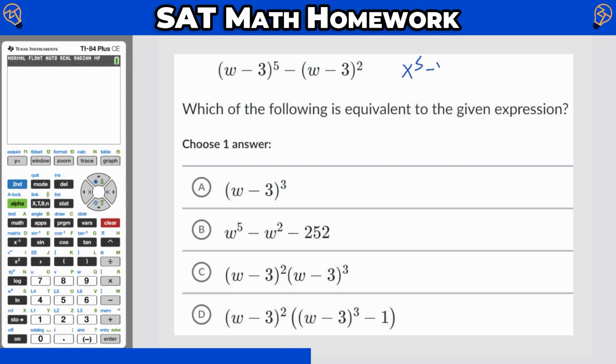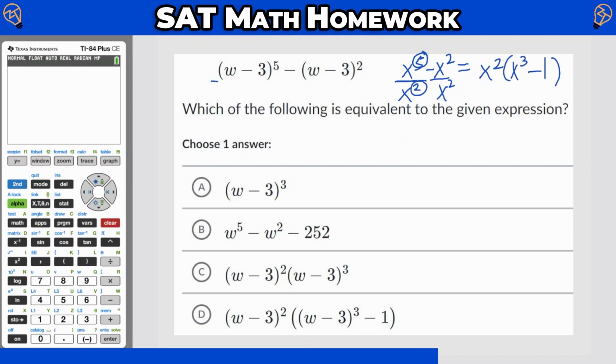Let's say if instead we had x to the 5th minus x squared, what we would factor out here is x to the smaller exponent of the two, which is x squared. If I take that out, we're going to apply our property of exponents, which when you're doing division of powers, you subtract the exponents, top minus bottom, and then anything divided by itself is 1.